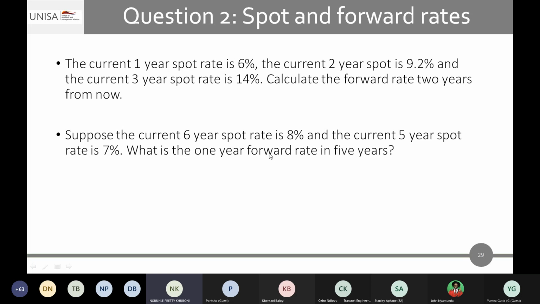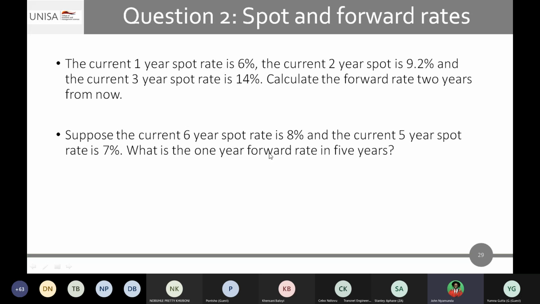I want to know why you didn't give us the full formula. Because we are a little bit confused. In your example, there is 1.08. Why don't you give us the full formula? Dr. Nyamunda, can you help me? Is there a formula for the forward rates? I just didn't come across one.